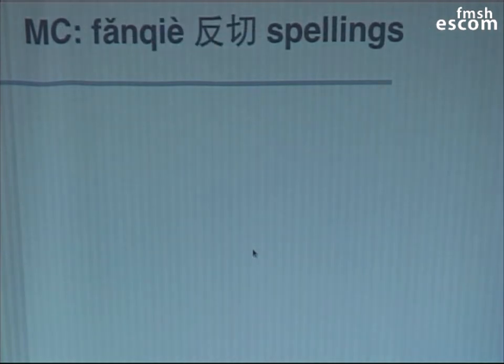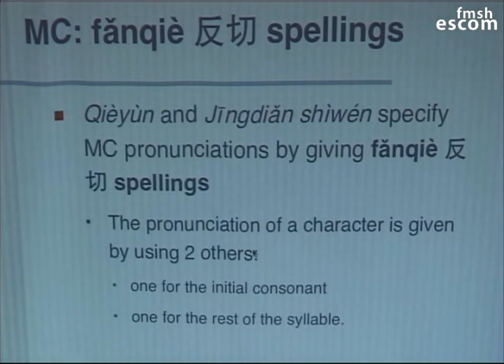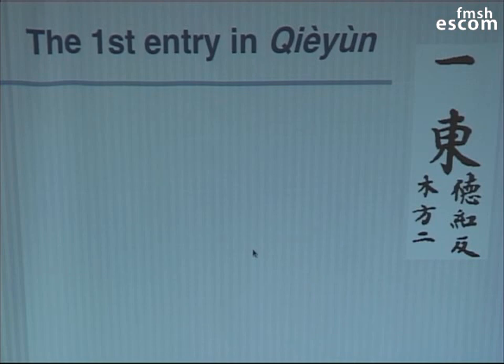So, let me say a little bit more about Fanqie spellings. I'll run over it quickly. These two sources specify Middle Chinese pronunciations by giving what's called Fanqie spellings. Fanqie, I think Karlgren translated it as turning and cutting. But the point is that the pronunciation of one character is indicated by giving two other characters, one of which has the same initial consonant as the word you're trying to spell, and the second has everything else the same as the word you're trying to spell. So if you take the beginning of the first and put it together with the second part of the second, then you have an idea of what the pronunciation is. Here's an example. This is from a manuscript of an edition of the Qieyun that's dated 706.